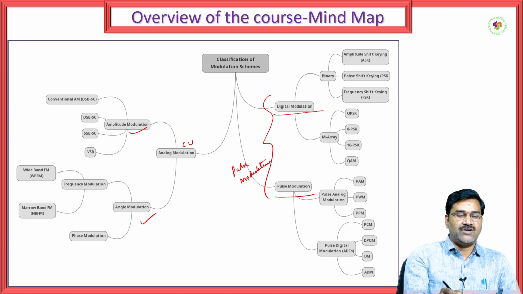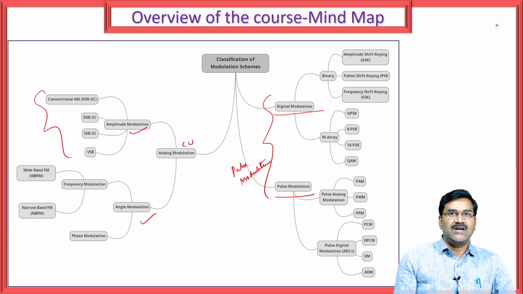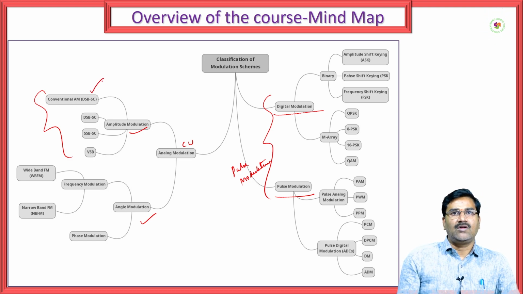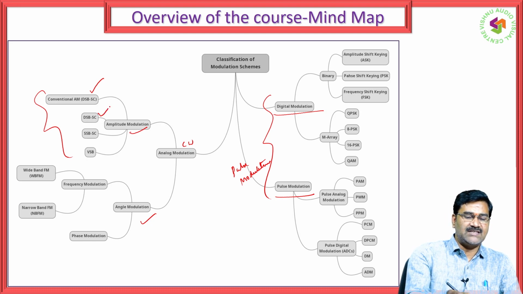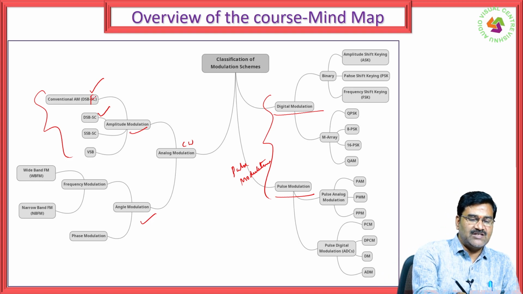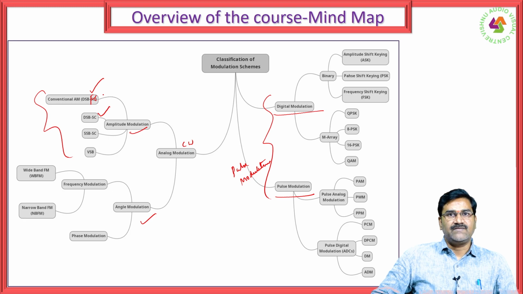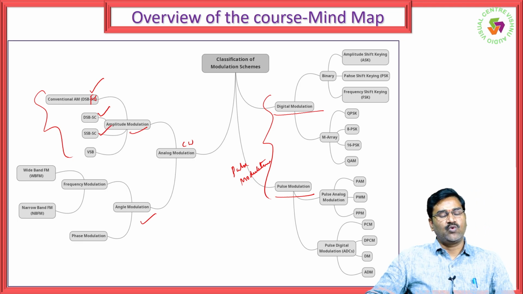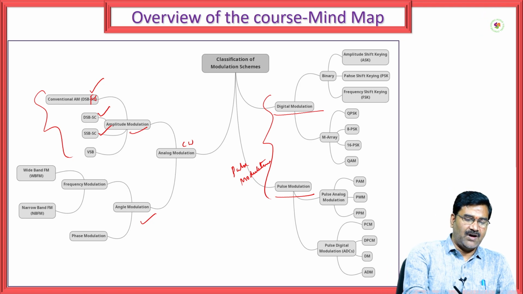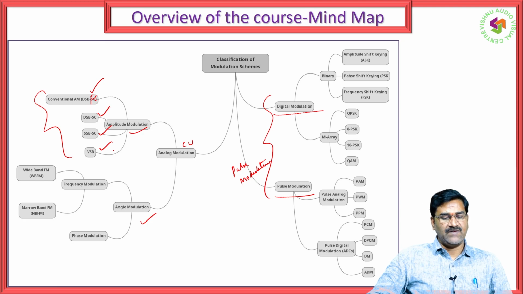In amplitude modulation, we have various types based on the characteristics of the output signal. We have conventional AM, which is DSB-FC, that is double sideband with carrier. Then we have DSB-SC, double sideband suppressed carrier, where the carrier is suppressed to reduce the power content of the signal. We have another modulation scheme known as SSB-SC, single sideband suppressed carrier. Then we have the VSB modulation scheme, which is used for TV transmission.